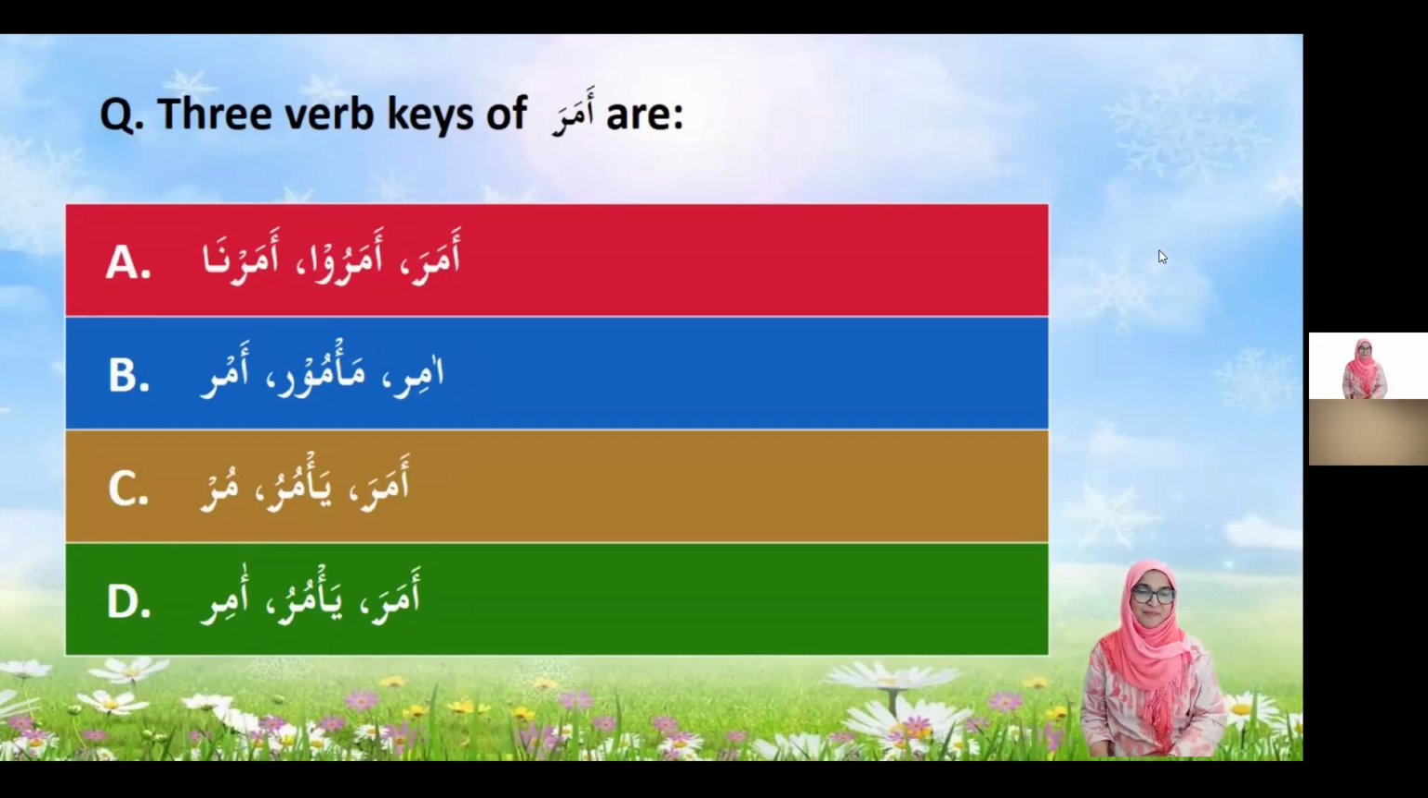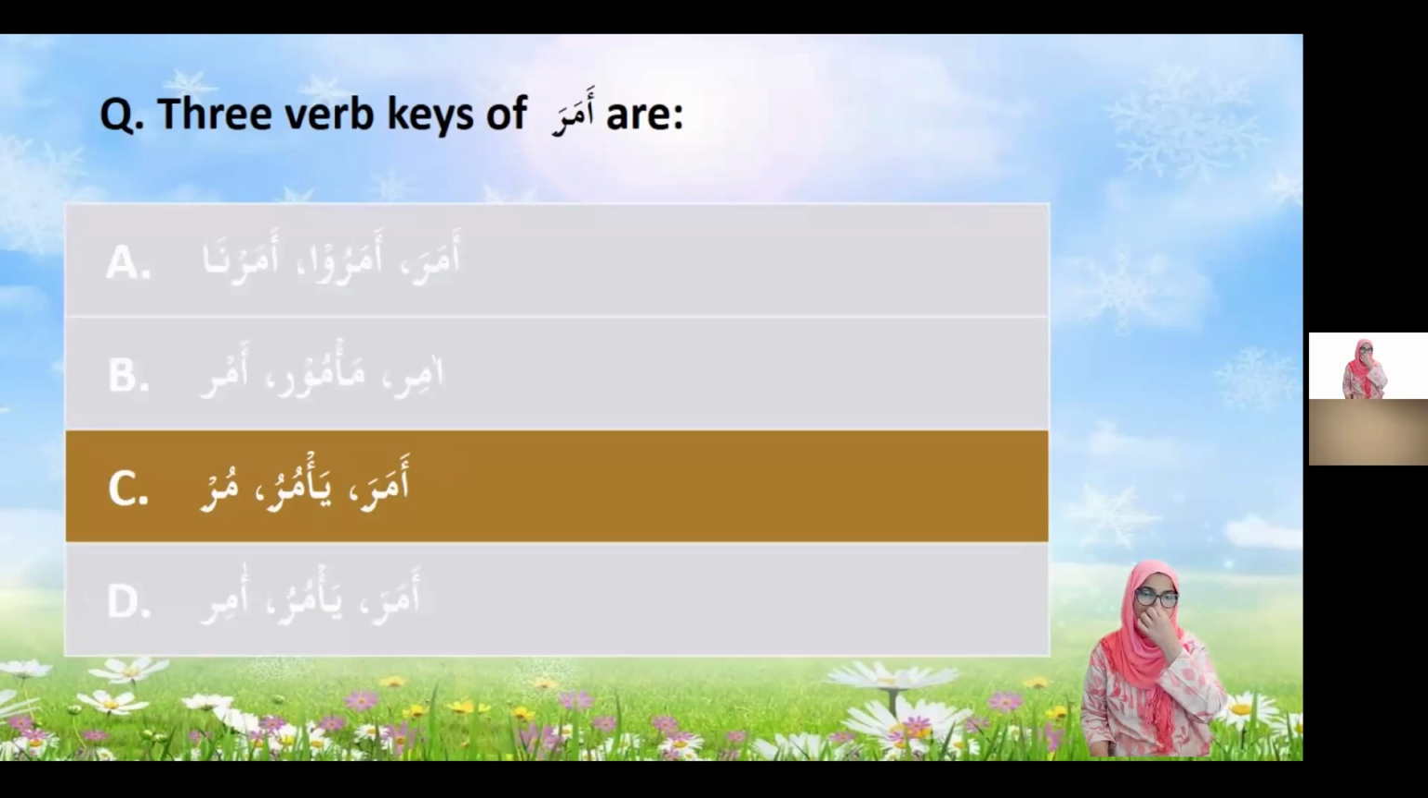آمر. Verb. آمر يأمر مر. Amara. أمر يأمر مر. Yes, because amara, ya'muru, remember? Amir is the noun. No, Amara. We want Amara. So Amara, Ya'muru, Mur. This is the verb keys. This is Amara. You should see the TPI. See my hands. Amara, Ya'muru, Mur.